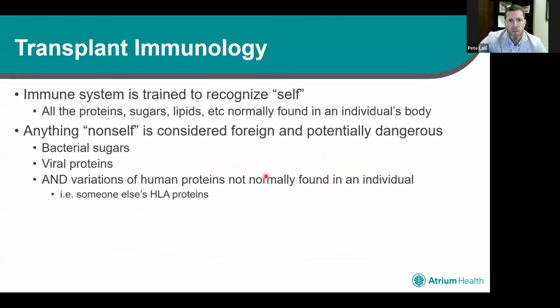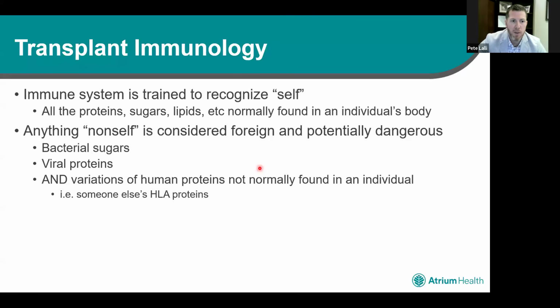So I bring all this up to kind of remind you of how the immune system thinks about things. In our case, why is our immune system able to recognize another person's kidney that we put in as a transplant? Why does it think it's wrong? And what does it try to do about it?